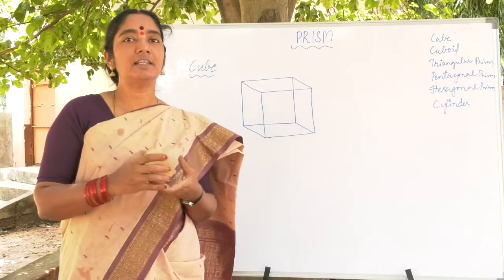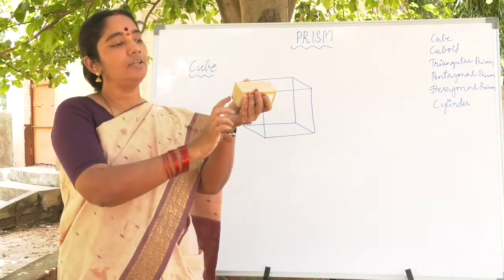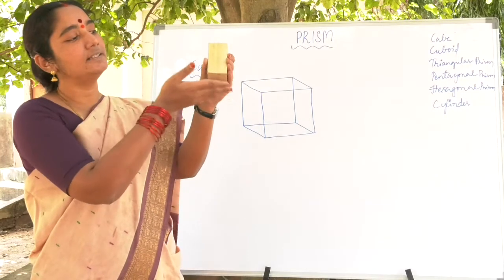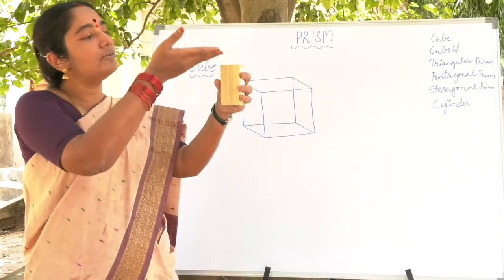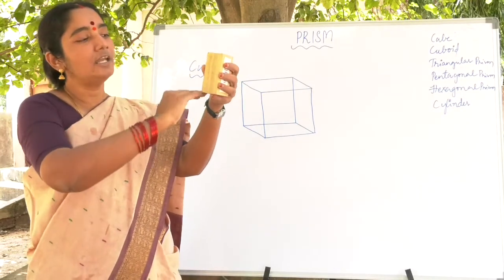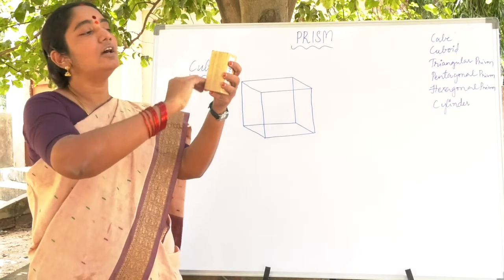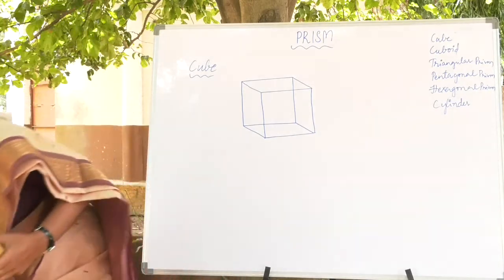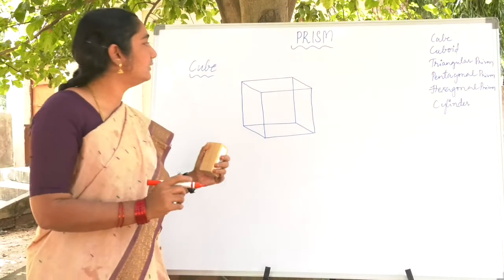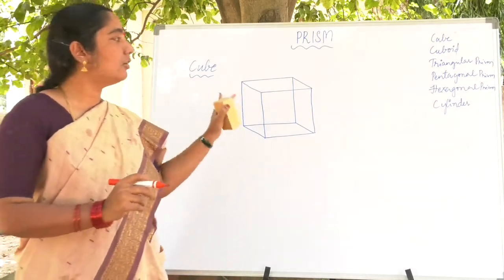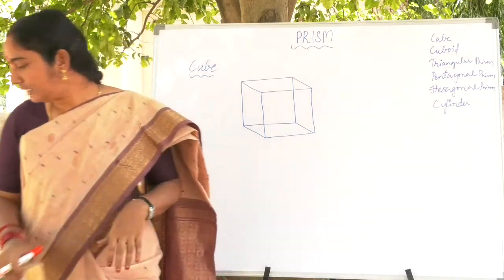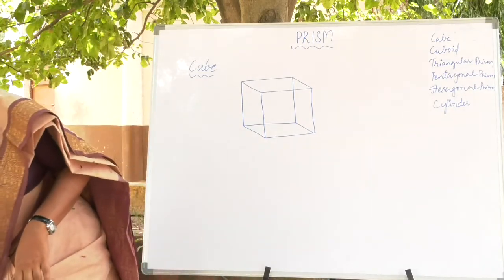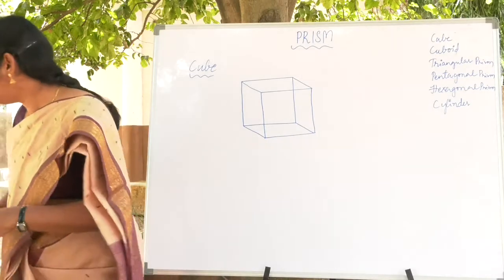The prism is nothing but, if the base is a square and you are putting n number of squares on it, you are getting a prism. So my dear friends, please try to understand. If you understand, everything is very easy. If the length, breadth and height are all equal, then we call it a cube.